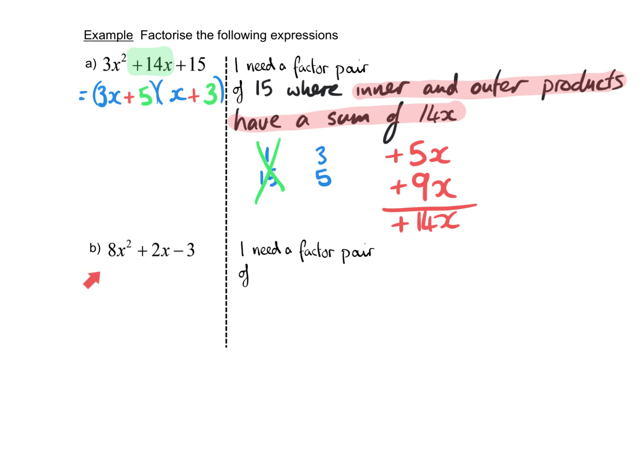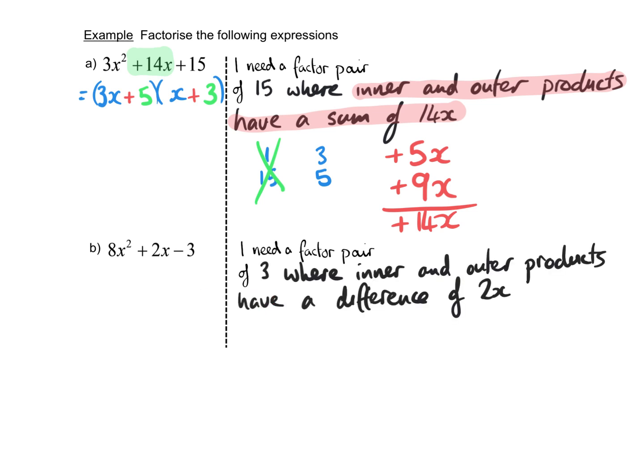So again, part B here, we've got ax squared plus 2x minus 3, and we're going to write out our sentence here. So I need a factor pair of 3, where inner and outer product have a difference of 2x. So what we'll do is start off by writing down our factor pairs of 3. There is only one factor pair of 3, which is fortunate, so 1 and 3, that will reduce our work a bit. And then the next step is to think about the kind of terms that would have gone at the front of each bracket here.